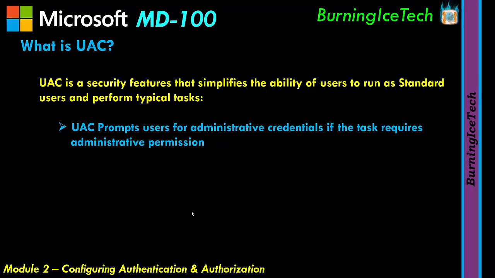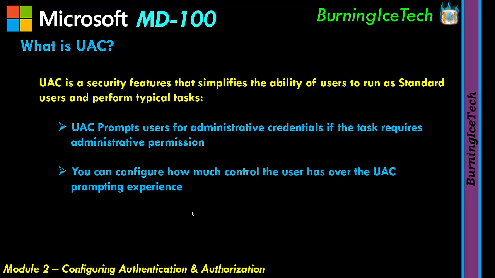It could be that they're about to try and install something and maybe they're not allowed to. This could perhaps be a work PC and maybe only administrators are allowed to install something on those PCs. This is, of course, one way to prevent that. You can configure how much control the user has over the UAC prompting experience. That's obviously going to be up to the administrator to choose how much control you want to delegate to the standard user.